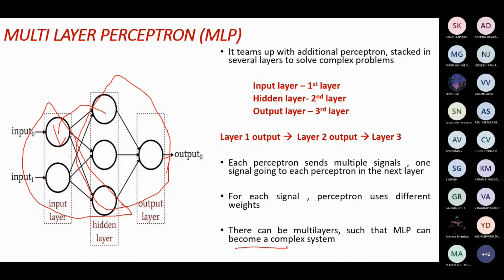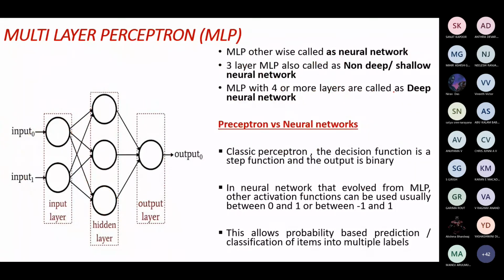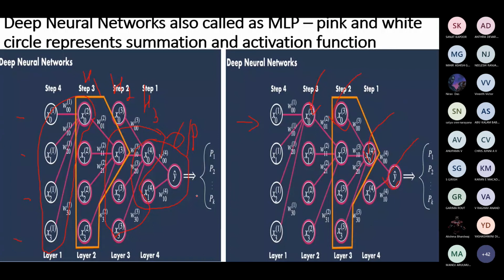Now, what is a neural network? A multi-layer perceptron is otherwise called a neural network. Can you see a 3-layer perceptron? Layer 1, layer 2, layer 3. This is otherwise called a non-deep or shallow neural network. But an MLP with more than 4 layers, layer 1, layer 2, layer 3, layer 4, and layer 5, you can call it a deep neural network, where the system becomes more complex.